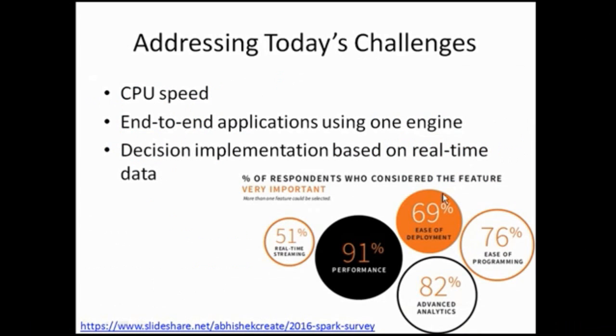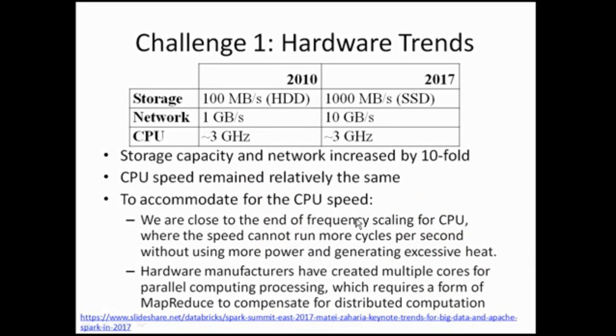Spark addresses today's challenges with CPU speed, end-to-end applications using one engine, and decision implementation based on real-time data. And there's a survey, and most of them prefer performance, advanced analytics, deployment, programming, and streaming. So challenge number one is hardware trends. As you can see, storage capacity and network increased by tenfold. However, CPU remained relatively the same.